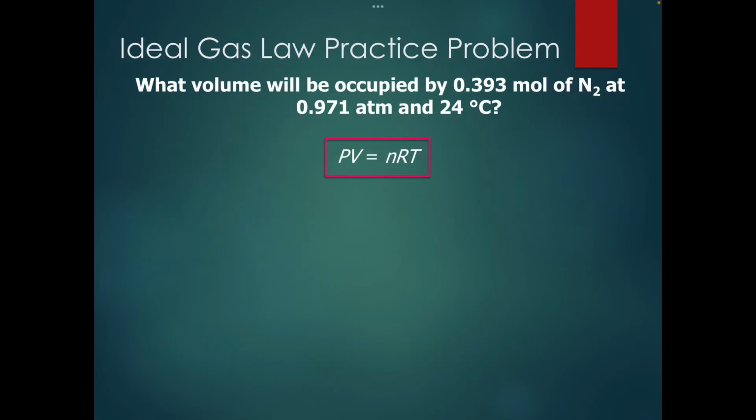All right, I want you to try this one. This says what volume will be occupied by 0.393 moles of nitrogen at 0.971 atmospheres and 24 degrees Celsius. So go ahead and try this. Figure out what all of your variables are, rearrange your equation, plug things in, and see what you get. Once you're done, come back and we'll go over it.